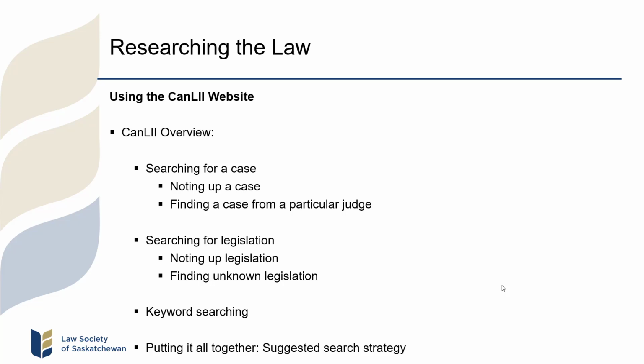We'll learn about 3 primary ways of using the CanLII website for legal research. Searching for a case, including noting up a case and finding a case from a particular judge. Searching for legislation, including noting up legislation and finding unknown legislation, and keyword searching. Finally, we'll put this all together and I'll suggest a general search strategy that you can use for your legal research. Let's get started.